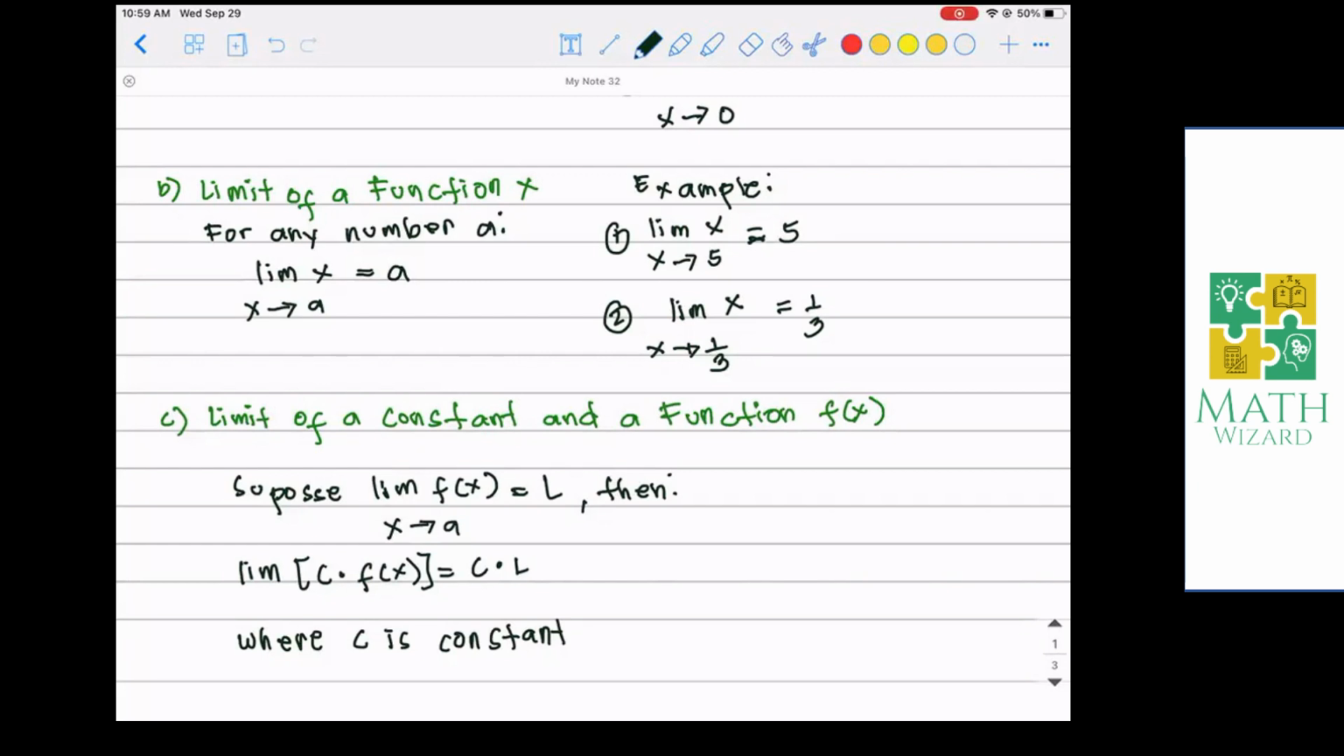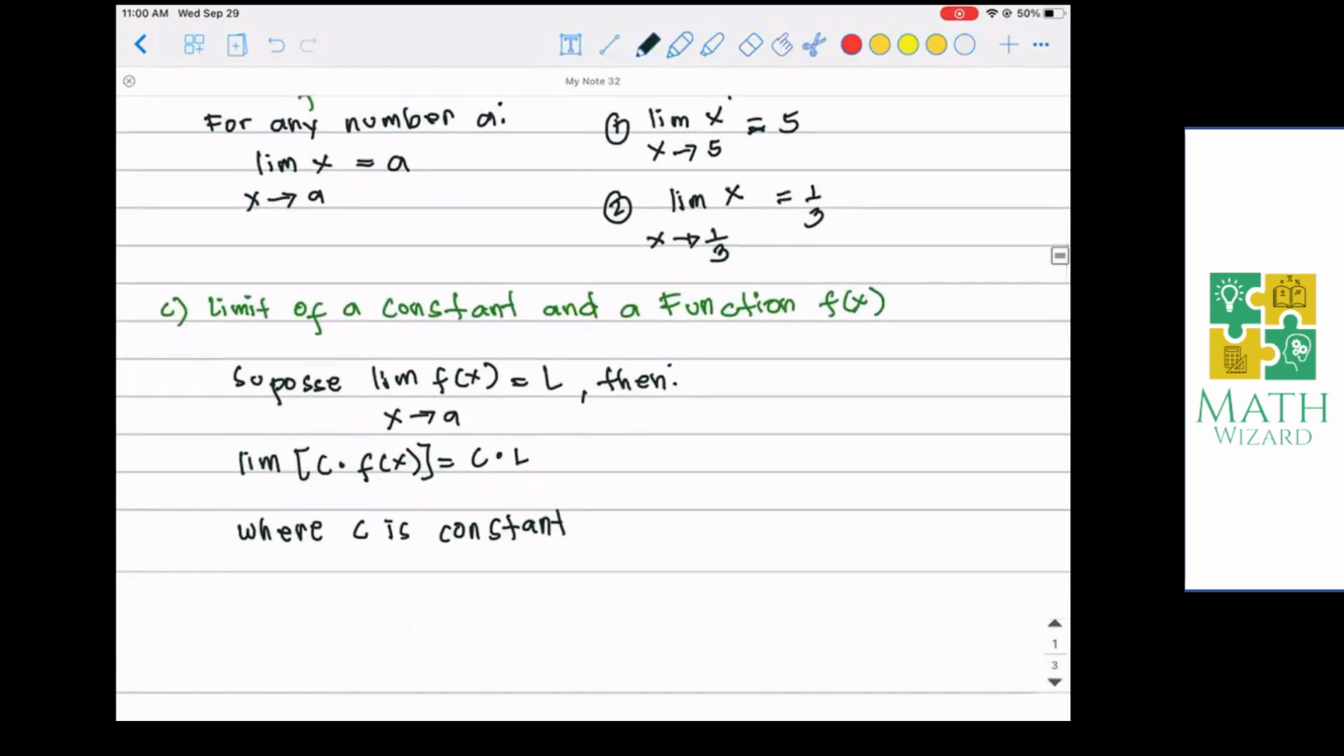Suppose we're given a function which is the limit of f of x as x approaches to A is equal to L, and then we are going to find the limit of the function c being multiplied to the f of x as x approaches to A. Ang magiging sagot natin is the constant, and then multiply to the function. So para mas maintindihan natin, we put this into illustrations.